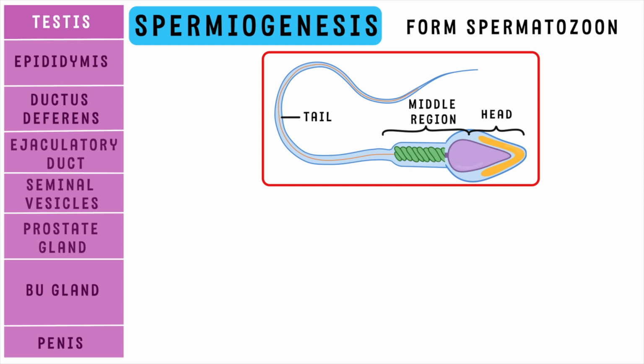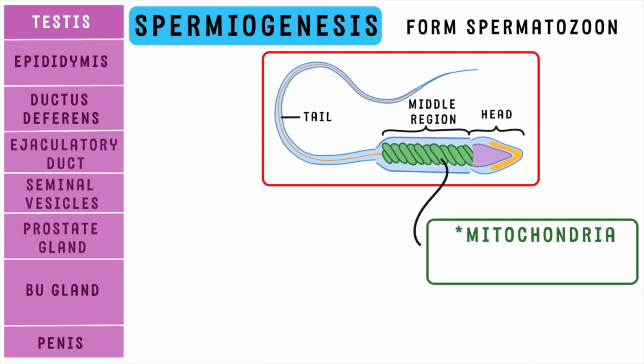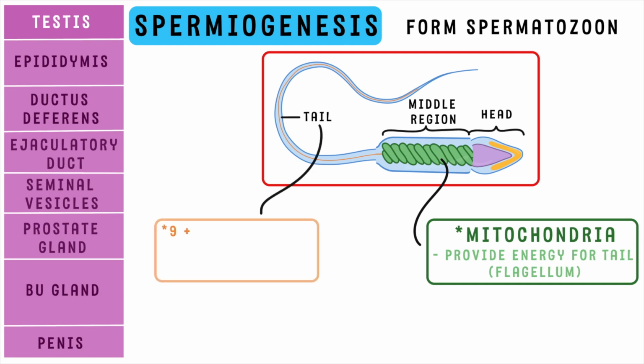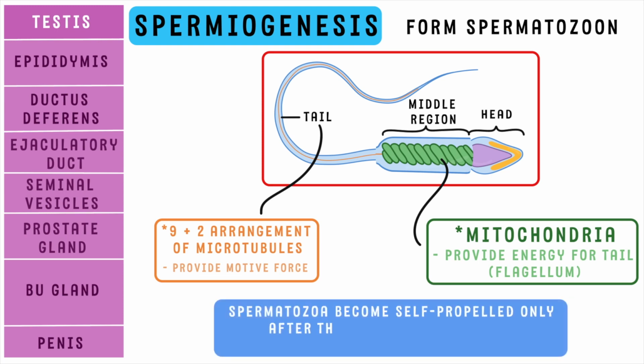The middle region of the spermatozoon is mainly occupied by mitochondria, which provide energy for the movement of the tail. The tail has a 9+2 arrangement of microtubules characteristic of cilia, and these provide the motive force which allows spermatozoa to swim. However, spermatozoa become self-propelled only after they have left the testis and are fully matured. Then they are able to undertake unidirectional travel at about 3 mm per minute.